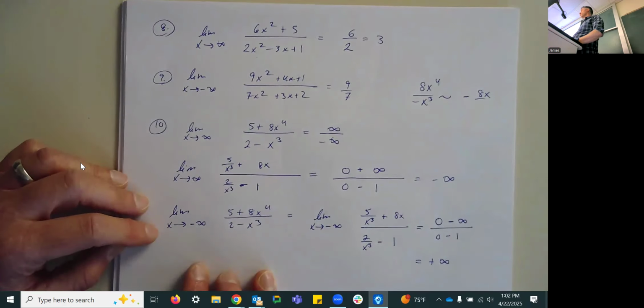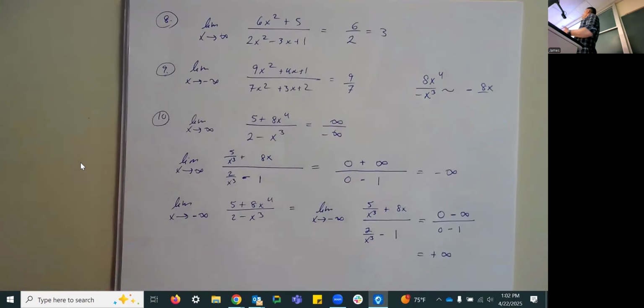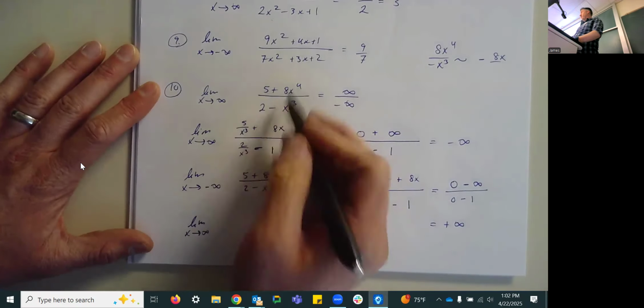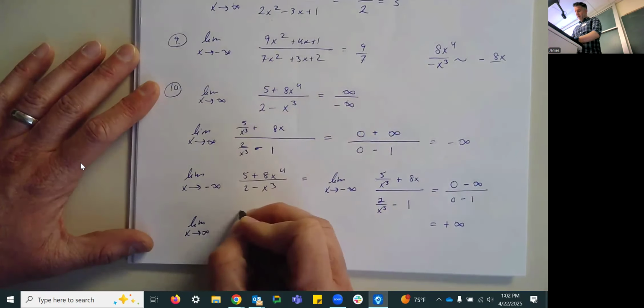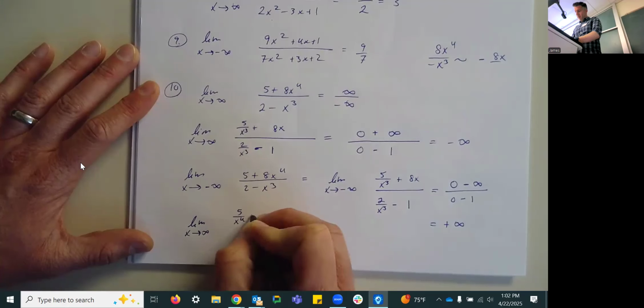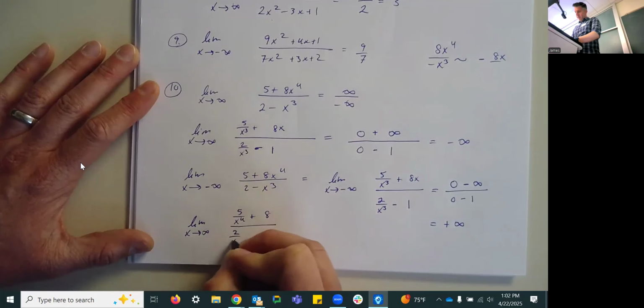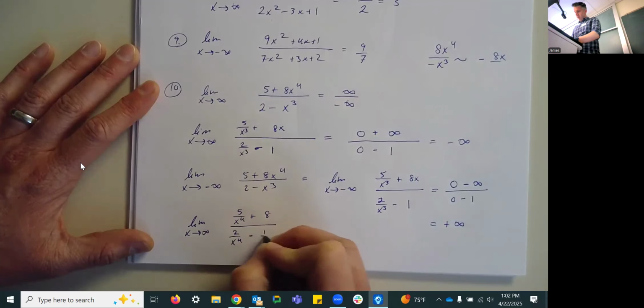Why don't you set x to the power 3 as x to the power 4? Good question. So sometimes it works out perfectly fine to use the x to the power 4. Let's see what happens if we did it. So we tried the limit as x goes to infinity, and we took this expression and divided by x to the power of 4. We'd have 5 over x to the 4th plus 8 over 2 over x to the 4th minus 1 over x.